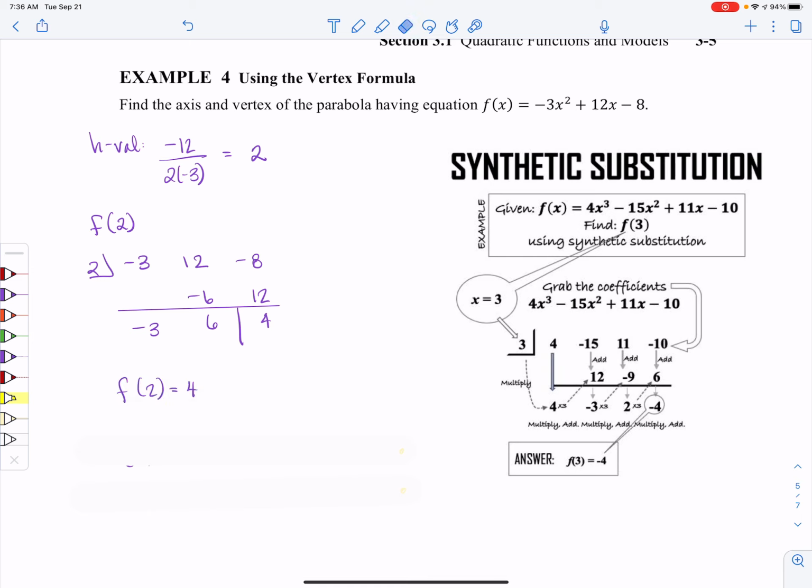All right, so I now have that my f of 2 is equal to 4 when I plug that in. I was asked for the vertex, so now I can actually write that the vertex is 2, 4, and my axis of symmetry is going to be at x equals 2.